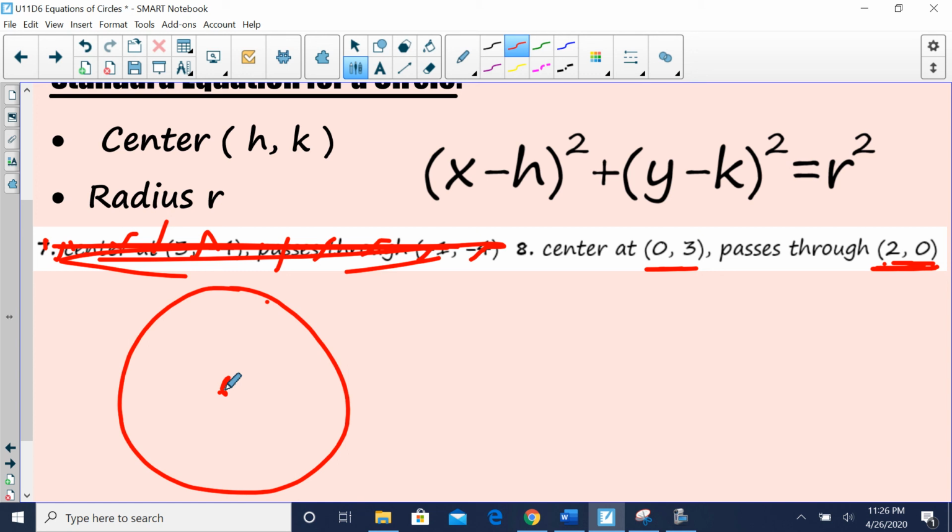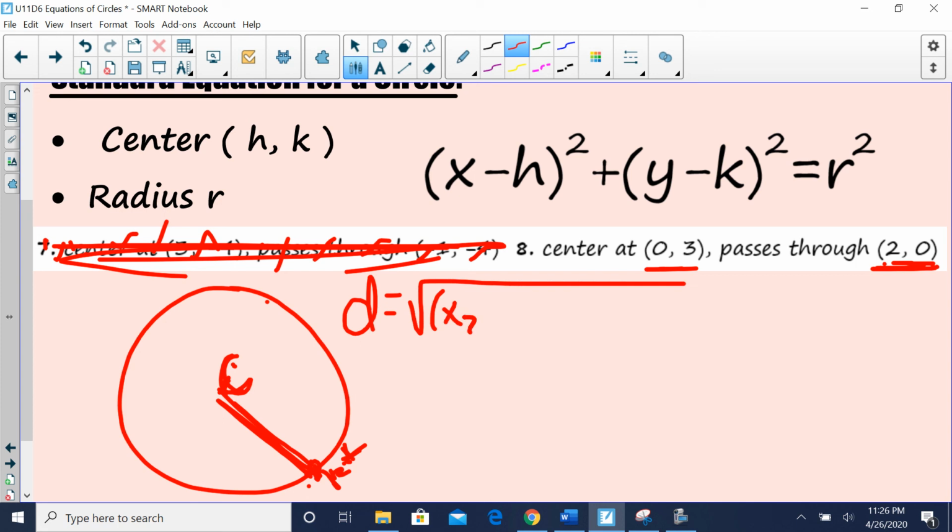So if you think, I have a circle that has a center at (0, 3), and it's going to pass through a point that's (2, 0). So really, what I want to figure out is the distance between the center and my other point. So I want to use my distance formula. If you guys remember, we've worked on it before. It's the square root of (x2 - x1)² + (y2 - y1)². Remember, we can just start by labeling these x1, y1 and x2, y2 and work the distance formula.